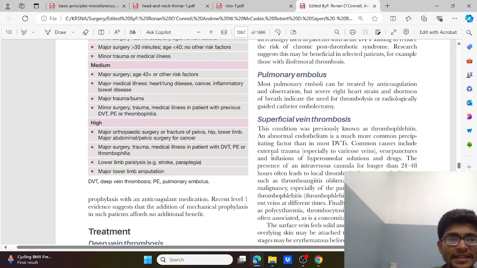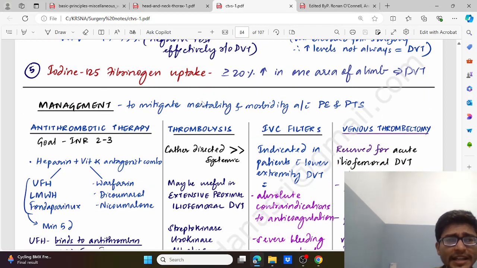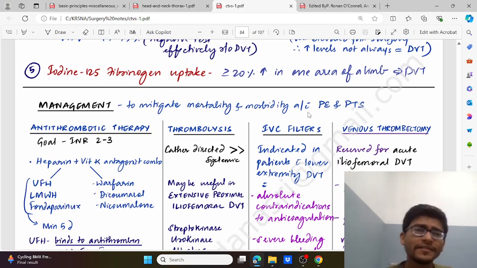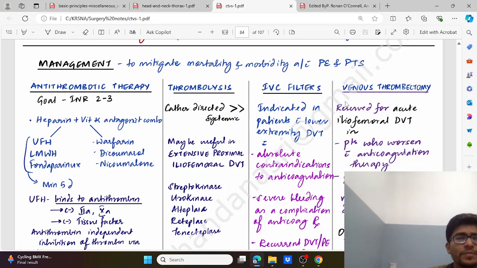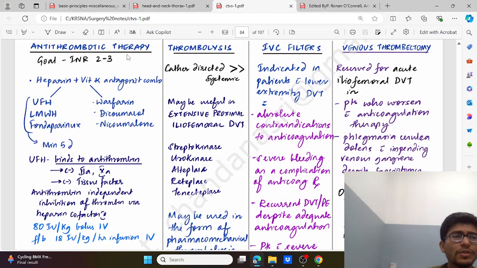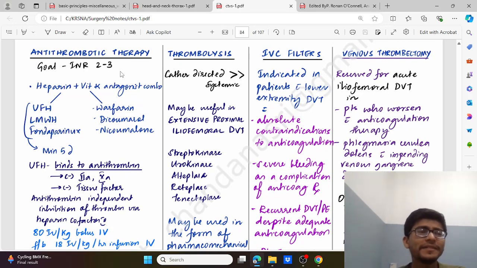So now we will be seeing the management part of thromboembolism. So management is to mitigate mortality and morbidity associated with pulmonary embolism and post-thrombotic syndrome. So we have to prevent pulmonary embolism and post-thrombotic syndrome as much as possible. So initially we'll go for anti-thrombotic therapy, which is the first point, and the goal will be INR to be maintained between 2 and 3.